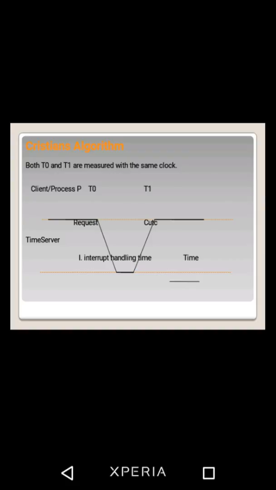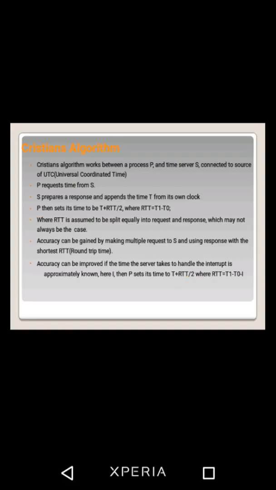The first algorithm is Christian's algorithm. This algorithm is based on the work of Christian in 1989. Christian's algorithm works between a process P and a time server S, which is connected to a source of UTC. UTC is Universal Coordinated Time. Periodically, each process P sends a message to the time server asking for its current time. The server then responds as fast as possible with a message containing its current time T. When the sender process receives the reply, it can just set its clock to C UTC.